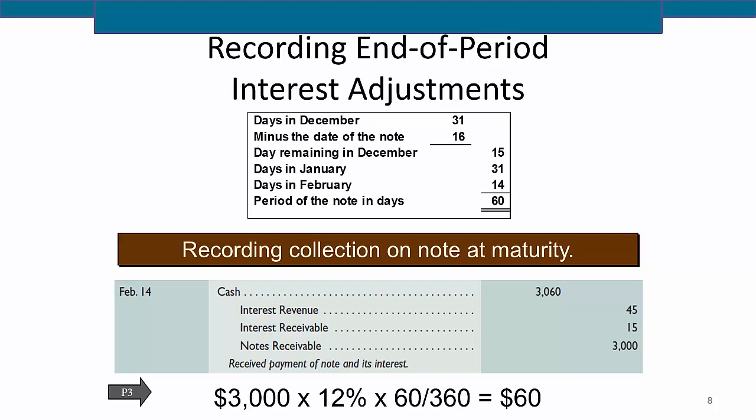Before we move on, though, notice that interest revenue is split into two periods. $15 is recognized prior to December 31st, and $45 is recognized in the next year. This is an important concept for you to study. The revenue recognition principle is in place here. TechCom earned revenue in both periods because it lent money during both periods.